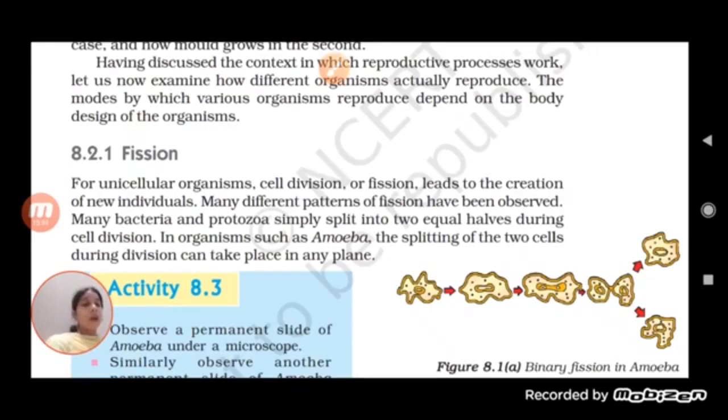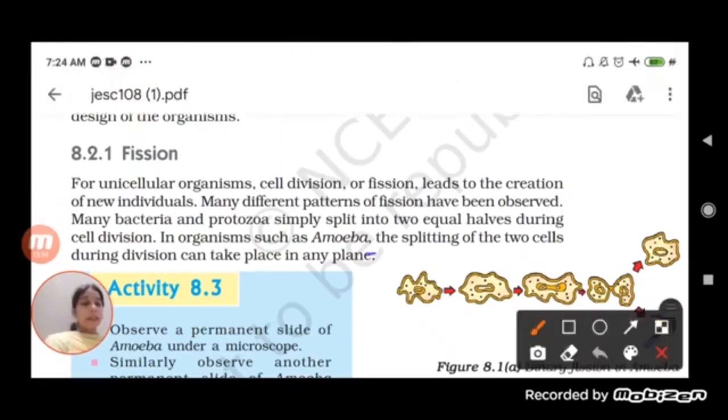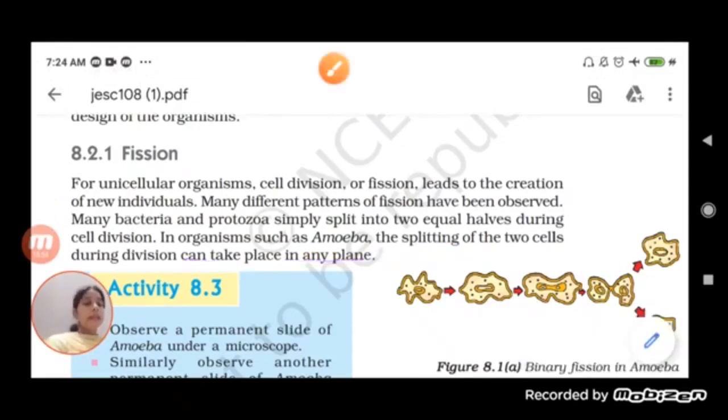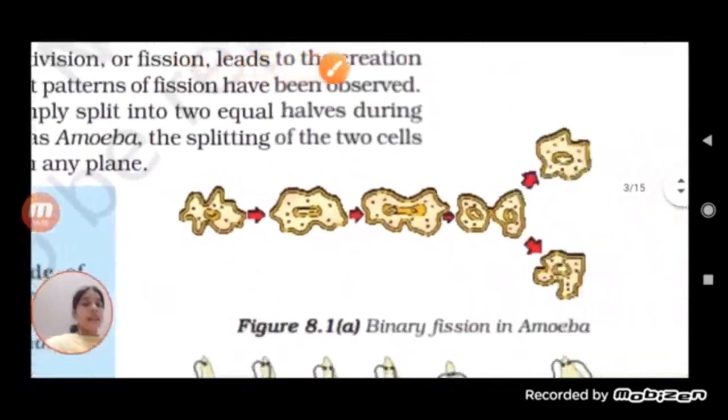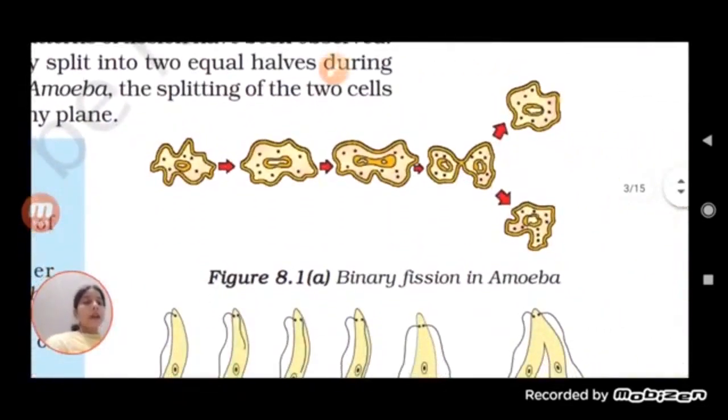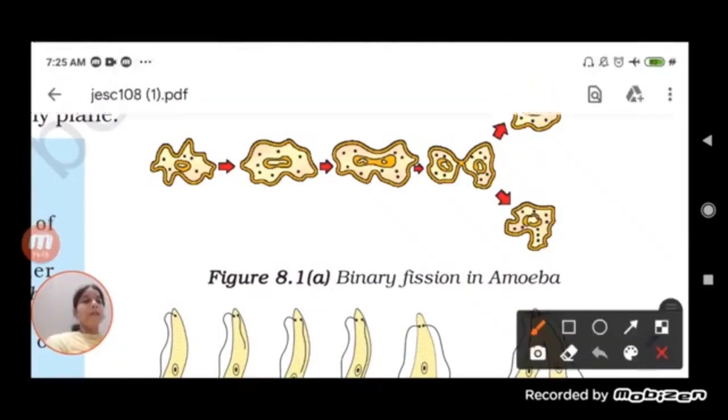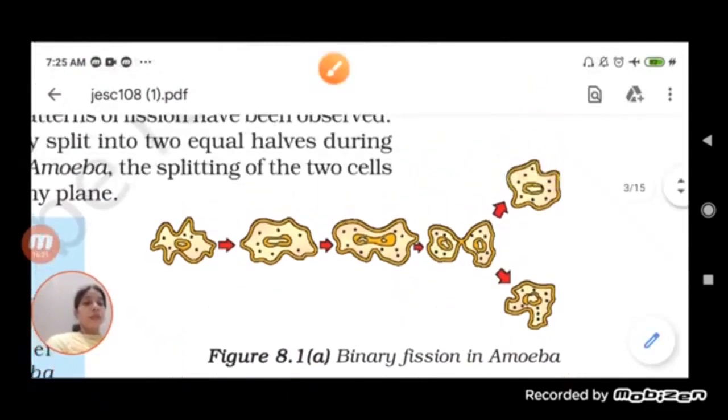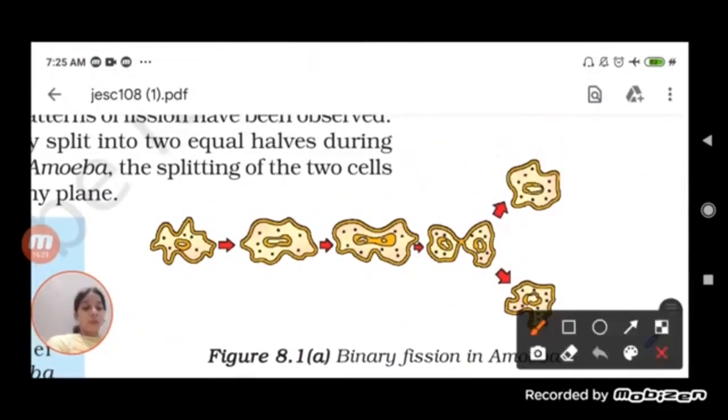Here it is written that in organisms such as amoeba, the splitting of the two cells during division can take place at any plane. At any plane, what does that mean here? This is the fission that is occurring in the amoeba. So here you will find that ultimately the same amoeba gets split into two. How does amoeba show the process of binary fission, students?